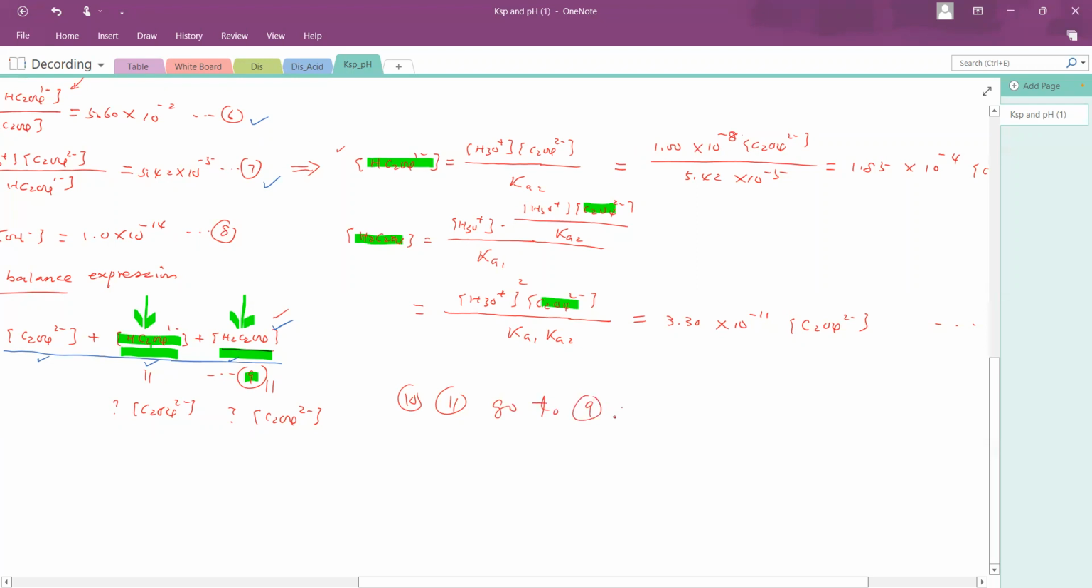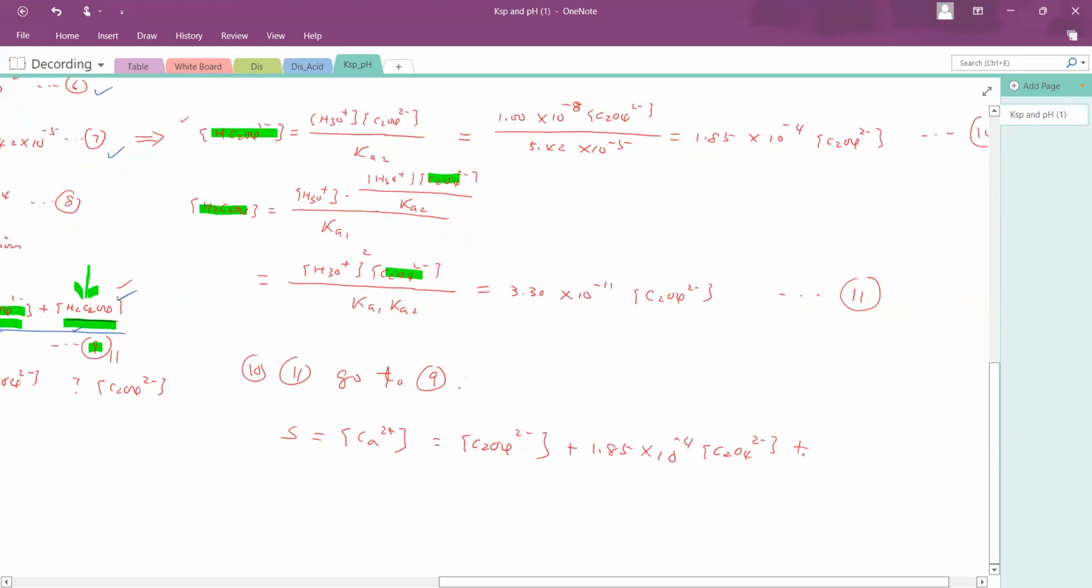Which equals solubility. Plus 1.85 times minus 4 plus 3.30 times minus 11. Now you do the math.